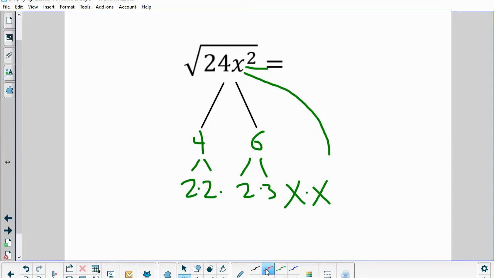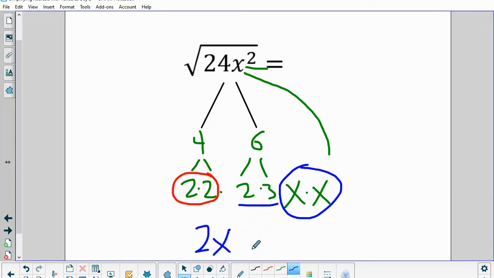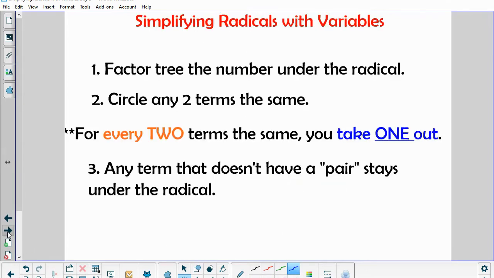All right, now we're going to circle a pair of 2's. We're going to circle a pair of x's. Those are the 2 terms that we can take one out of by taking the square root. And so we're going to bring a 2 out in front of the square root sign, and an x. And what's going to be left under the square root sign is that 2 times 3, which is 6. So there's how you do a problem like that. It's actually pretty easy, not too hard.